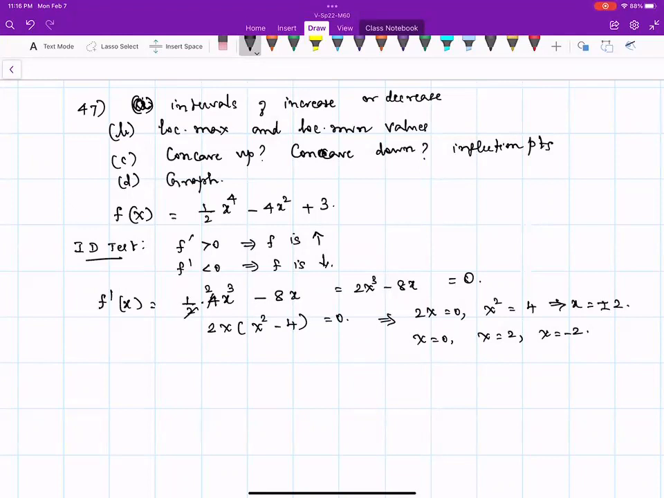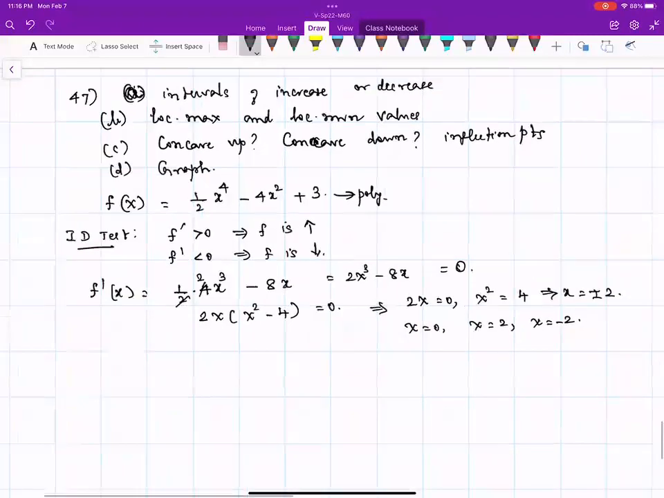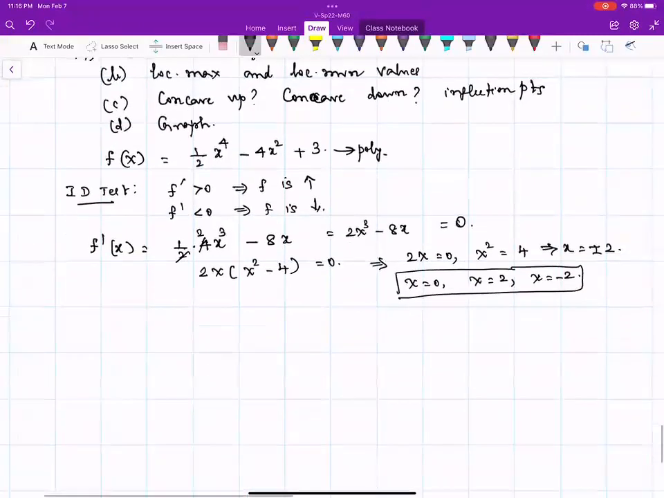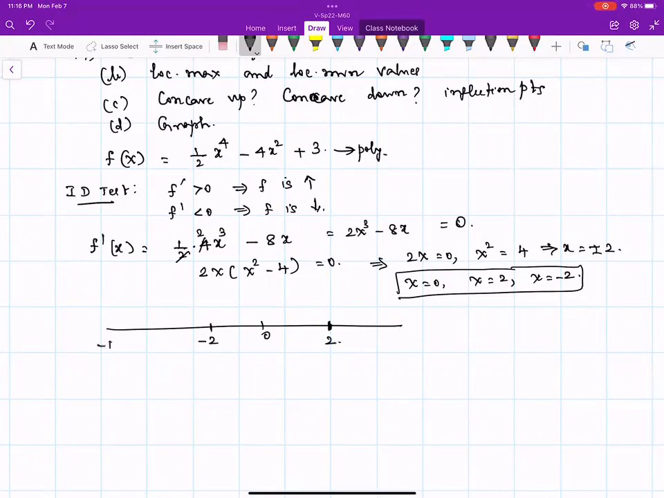Because this function is a polynomial, it is differentiable everywhere. So the derivative exists, and setting it equal to 0 gives us x equal to 0, x equal to 2, and x equal to negative 2. So let's plot these points, x equal to negative 2, 0, and positive 2, and we have negative infinity here and positive infinity here.